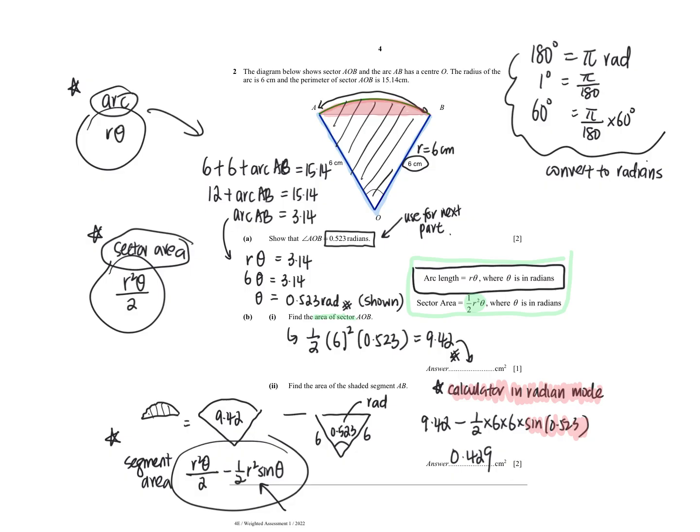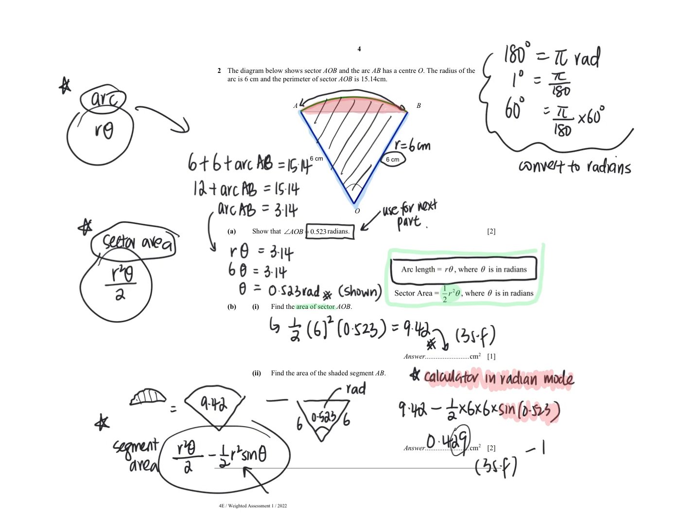So 0.414. Do you use radian? This one you must give me 3SF. This one must be 3SF. So if this one is not accurate, I minus 1 overall. So if your accuracy is not accurate, I'll minus 1. Because they already gave you the radian here, so by right your angle cannot be too far off.